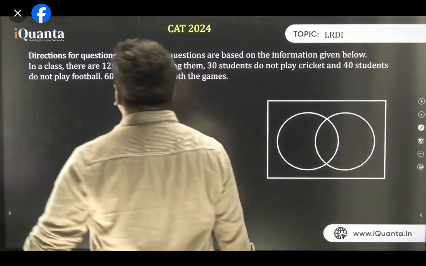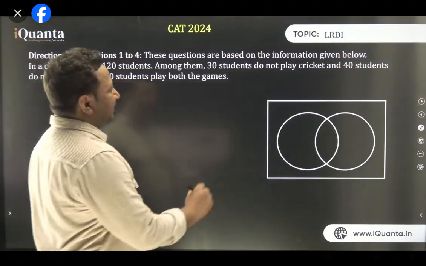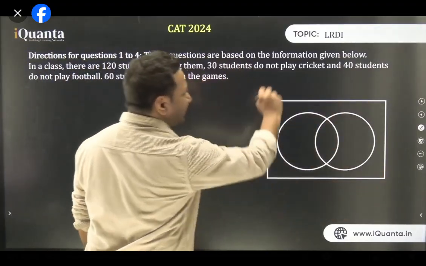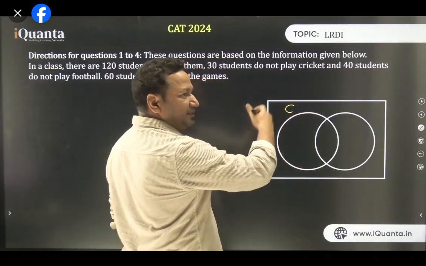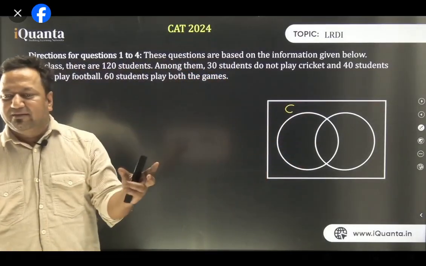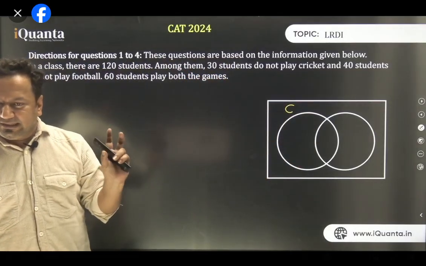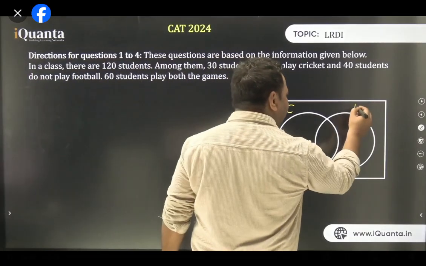I'm doing it again. So, first of all, there are some students in a classroom, in a school, college, whatever, out of which some are playing cricket. Let that be the set. The total students who are playing cricket, let them be C. Those who have come inside the C set. Those who are playing football, let them be F.